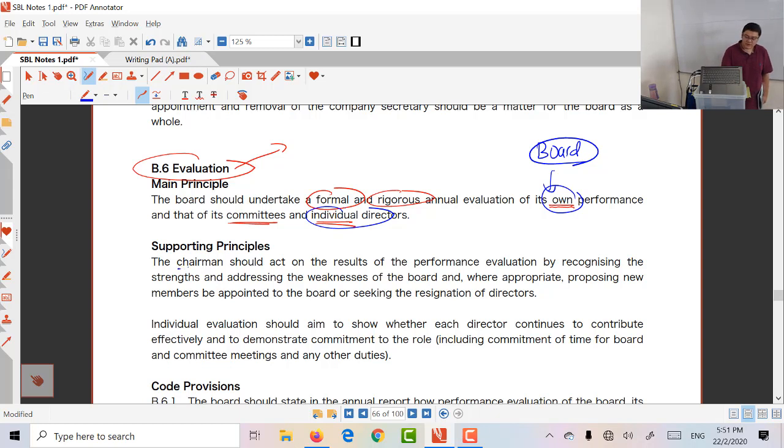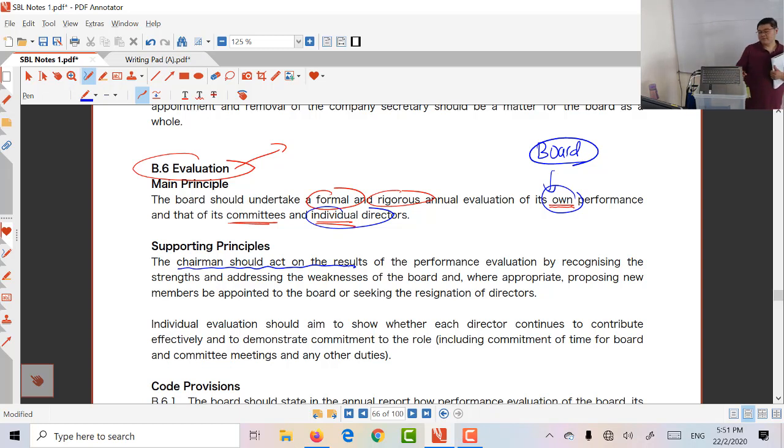Now, they say the chairman should act on the results of this evaluation, recognizing strengths and weaknesses. How do you act on the results? Just give me an example. If the evaluation turns out that directors are not doing very well, what do you do?